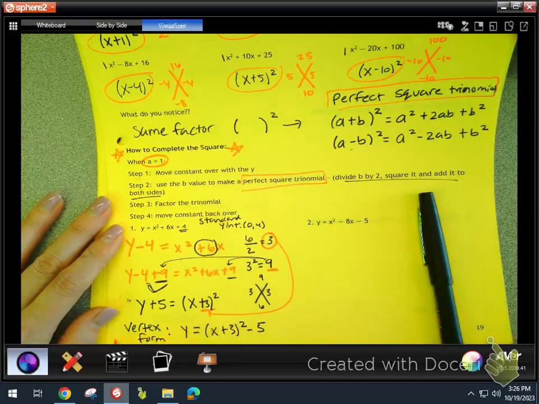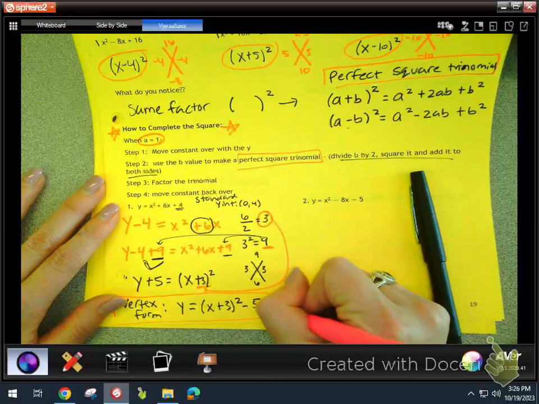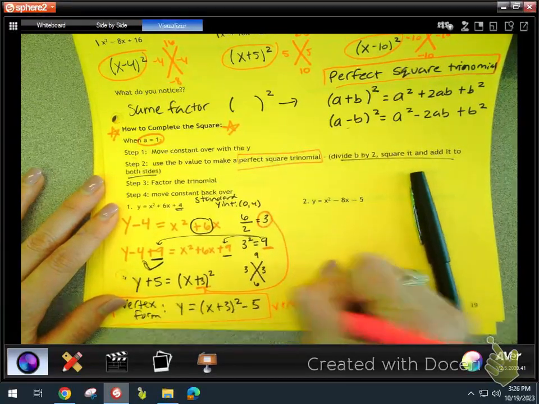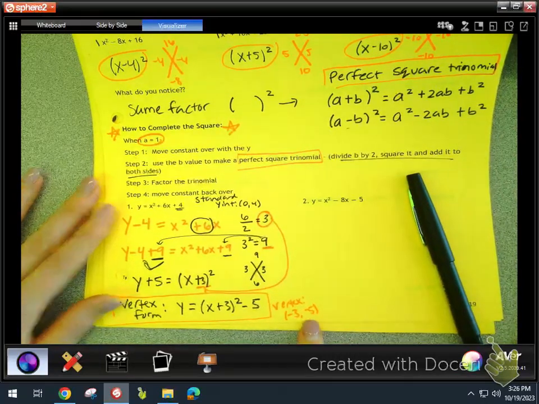Okay? Review time. This is your answer. This is your vertex form. What do we know now? The vertex. What is our vertex? -3, -5. Our vertex is an ordered pair. Why'd you flip the 3? Why'd you not flip the 5?